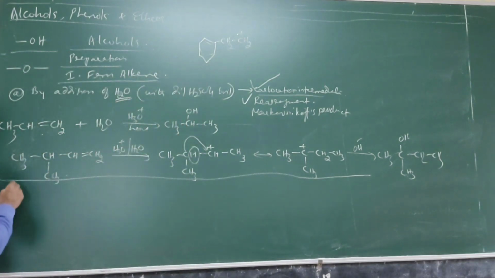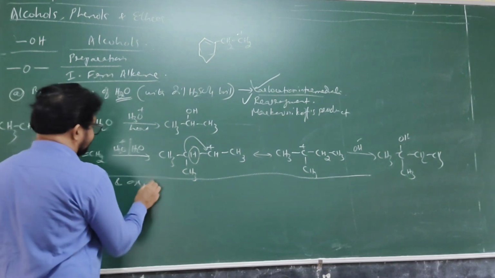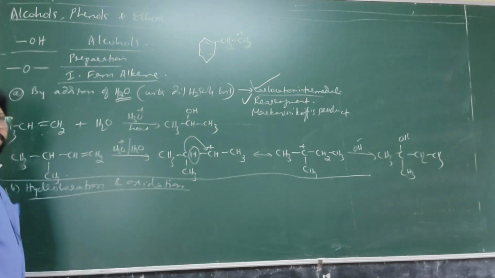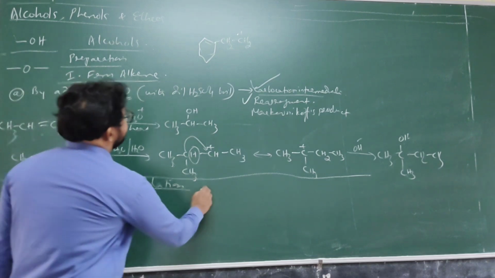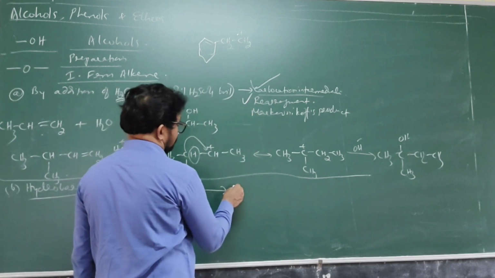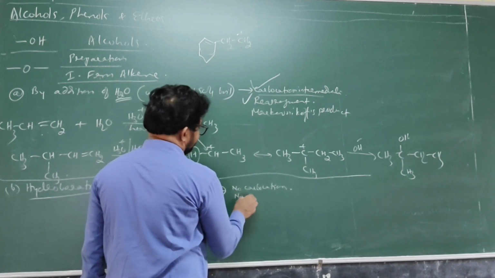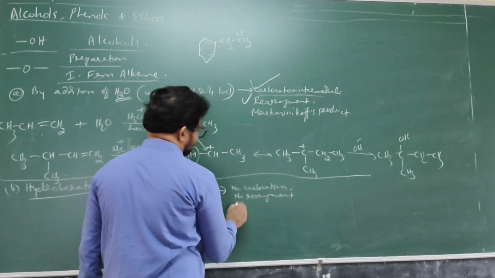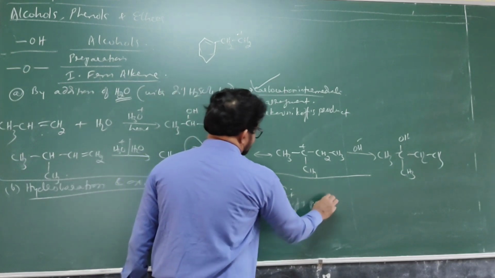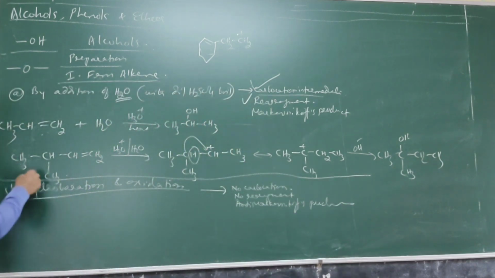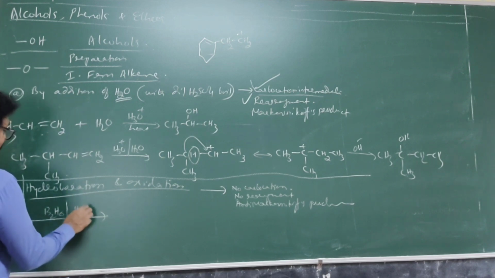Another addition I will show you: hydroboration and oxidation. In this method, hydroboration and oxidation, I will give you the details now. You are using diborane: no carbocation, no rearrangement, anti-Markovnikov product. So for the same reaction, just watch: diborane B2H6 and oxidation by hydrogen peroxide.